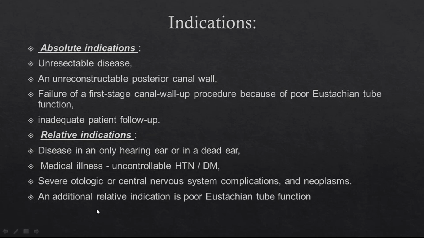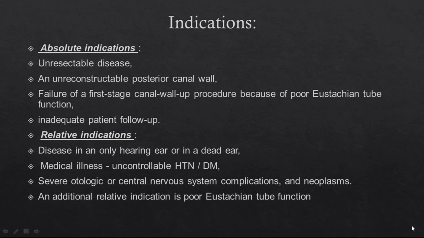An additional relative indication is poor eustachian tube function. That is why eustachian tube function should always be assessed before venturing into the surgery. So if a patient has a pathology and the eustachian tube function is not good, and the pathology is a limited cholesteatoma also, it is always better to go for a canal wall down surgery.